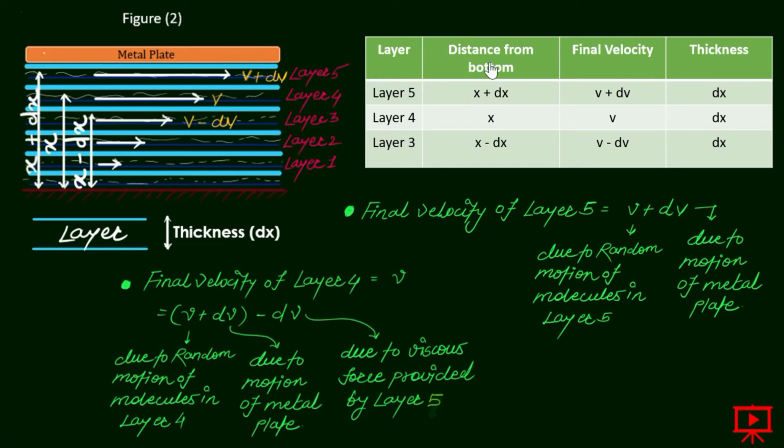Now let's discuss the distance from the bottom. Let us consider here that layer 4 is at a distance of x from the bottom, so that layer 5 is above layer 4 and the thickness of each layer is dx, and hence the distance of layer 5 from the bottom is x plus dx. So we write here x plus dx as a distance from the bottom. Layer 4 we already consider is at a distance of x from the bottom. As layer 3 is below layer 4, we have to subtract thickness dx from this x distance, and hence layer 3 has a distance from the bottom of x minus dx.